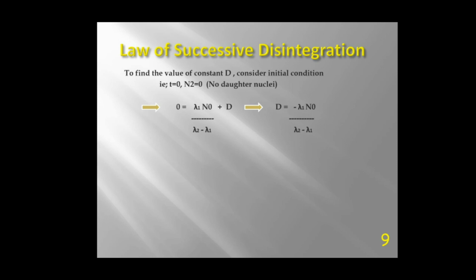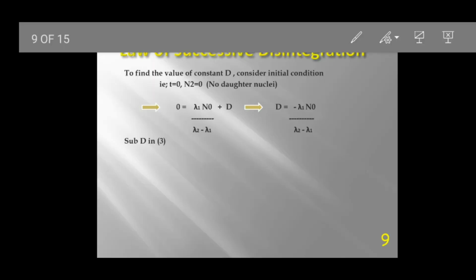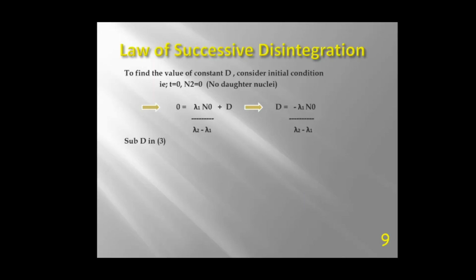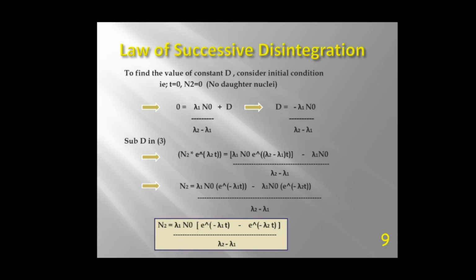So from that we get the value d is equal to minus lambda 1 n0 divided by lambda 2 minus lambda 1. In the next process, we substitute the value of d in the next equation, and we finally get the equation as n2 is equal to lambda 1 n0 into e raised to minus lambda 1 t minus e raised to minus lambda 2 t, divided by lambda 2 minus lambda 1, and this is the Bateman equation. It is a very important equation, and this is an important derivation also.